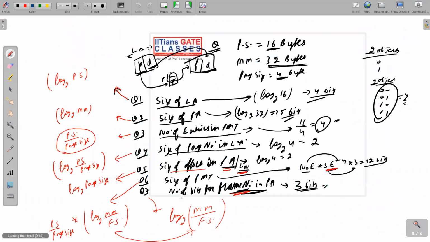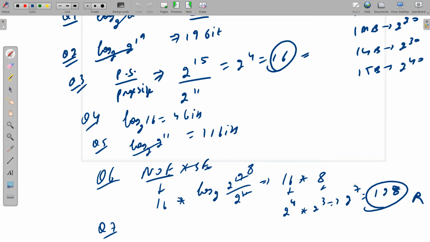Question number 7. Number of bits for frame number in physical address. Number of bits for frame number. So similarly, I think you have got it. 8 is our answer. I should not waste time here. It is very simple, because size of each entry is nothing but number of bits for frame number.